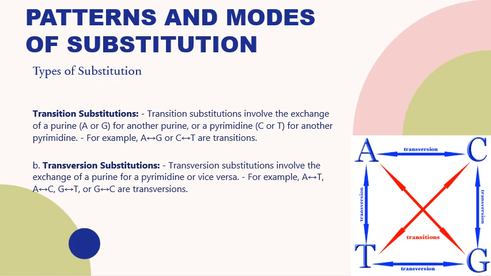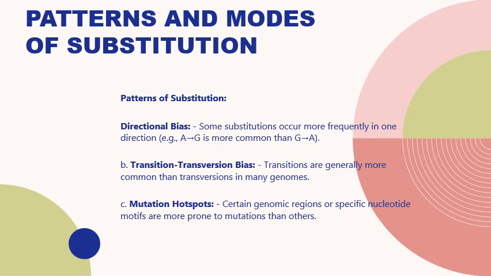Transition substitutions involve the exchange of a purine, A or G, for another purine, or a pyrimidine, C or T, for another pyrimidine. Transversion substitutions involve exchange of a purine for a pyrimidine or vice versa. So to continue, we'll talk about patterns of substitution.